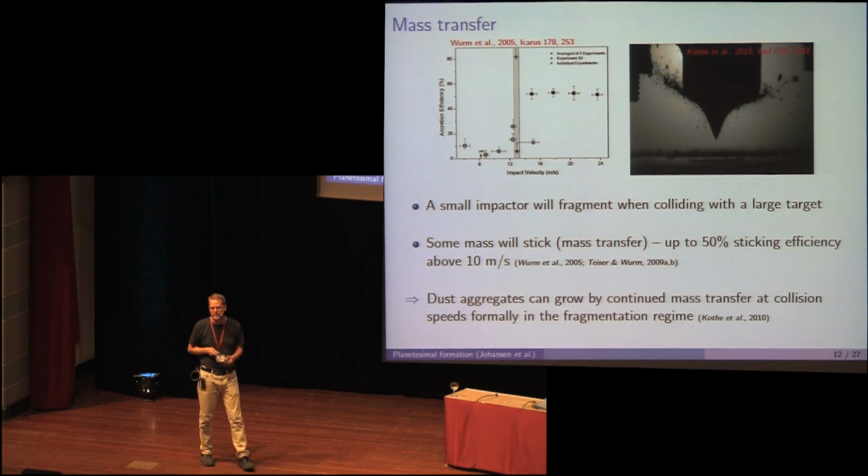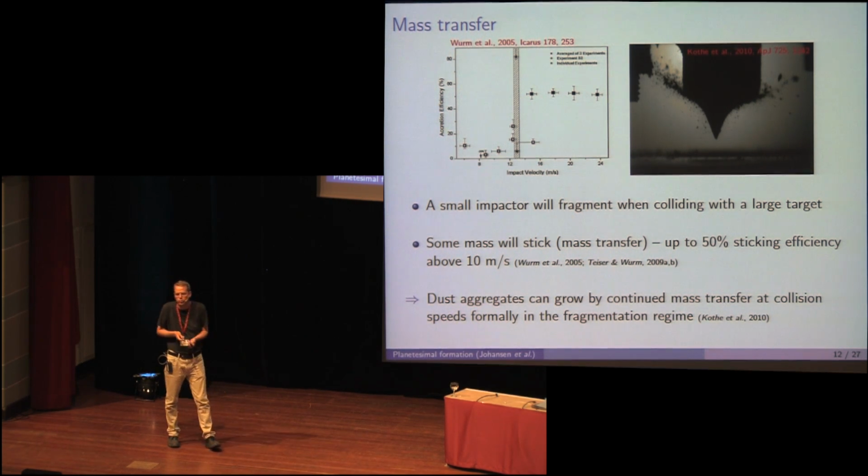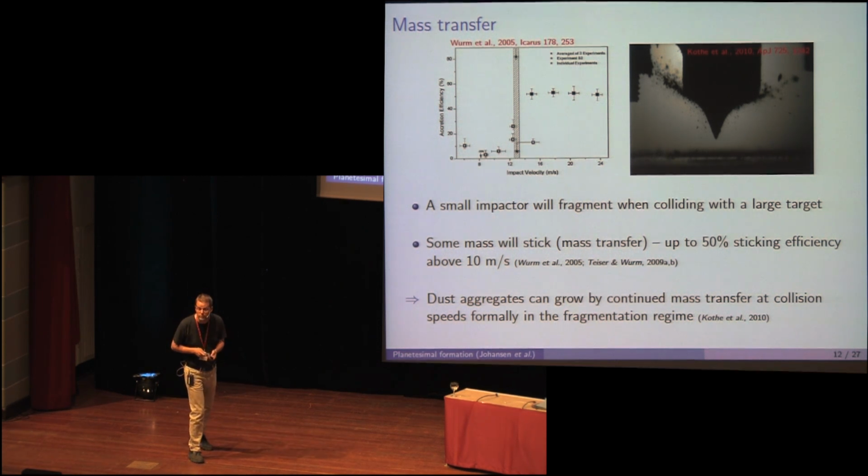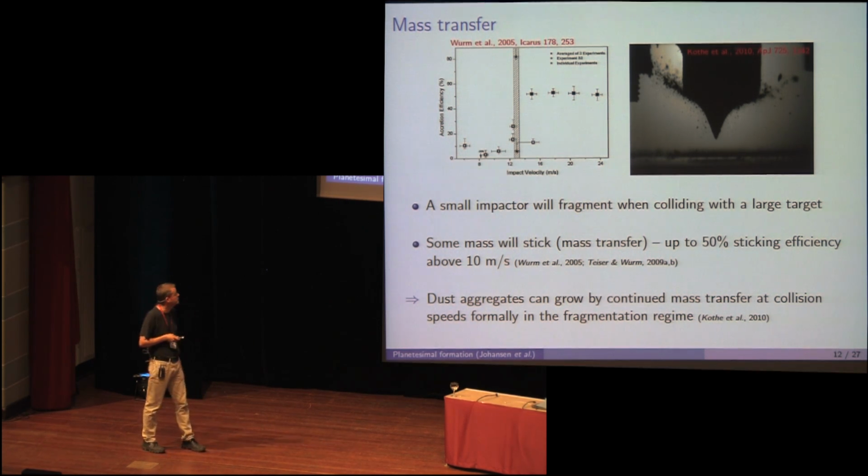It's a little bit like throwing a snowball at a wall. The snowball shatters and falls down, but a part of the snowball sticks to the wall. And if you then continue to throw snowballs at that wall, then you can make a layer of ice, which is actually very thick. So some mass will stick, up to 50% in sticking efficiency, above 10 meters per second.